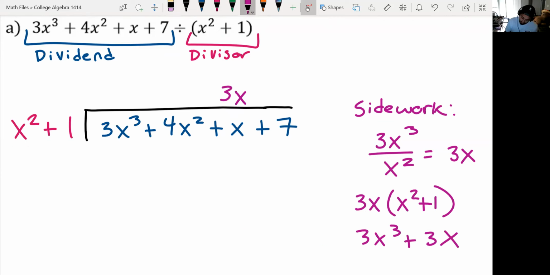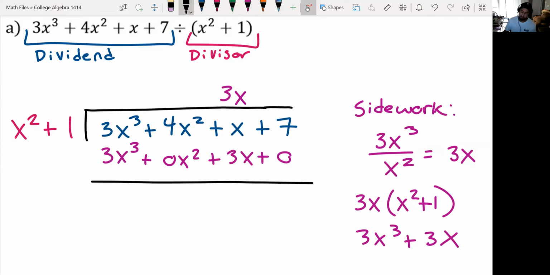So I'll have 3x cubed. We did not get an x squared out of it, so just go ahead and leave it blank. If you want, you can account for a missing x squared by putting 0x squared. There's no harm in that. And then we got a 3x, and we didn't get a constant. So I'll just put zeros to show you how we account for anything missing. Okay. And then I'll put our subtraction line there.